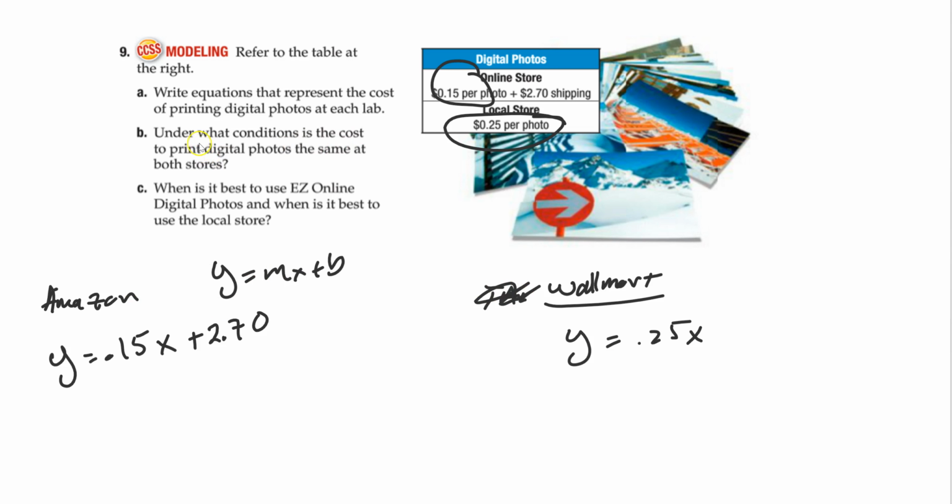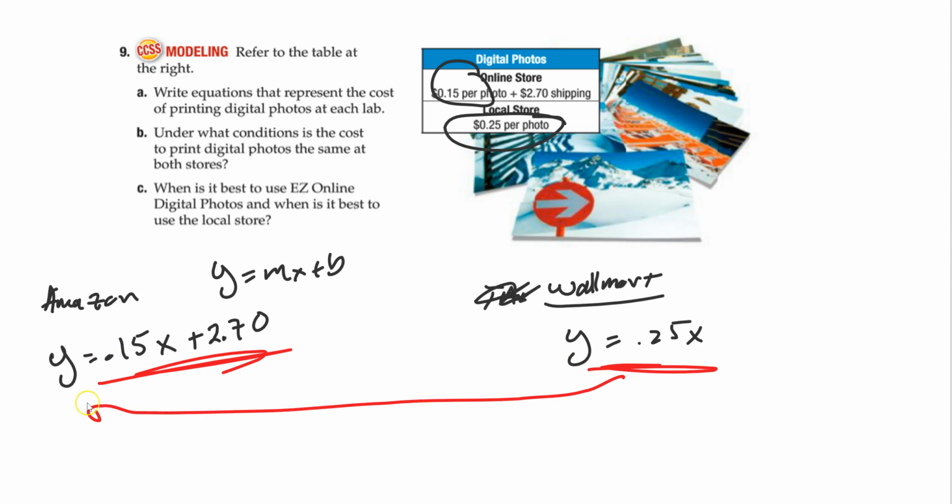Under what conditions is the cost of digital prints the same at both stores? So this one, it doesn't want me to graph. It just says, hey, when they're the same. So that's when they're going to equal each other. So just set them equal to each other, right? Substitution, plug this in for the y over there. So 0.25x equals 0.15x plus 2.70, minus 0.15x.